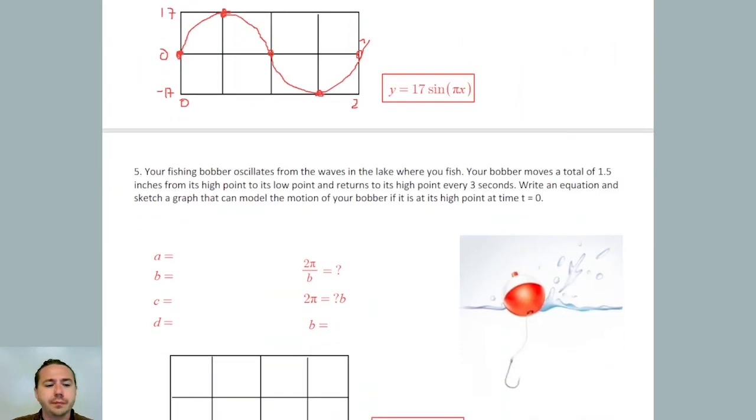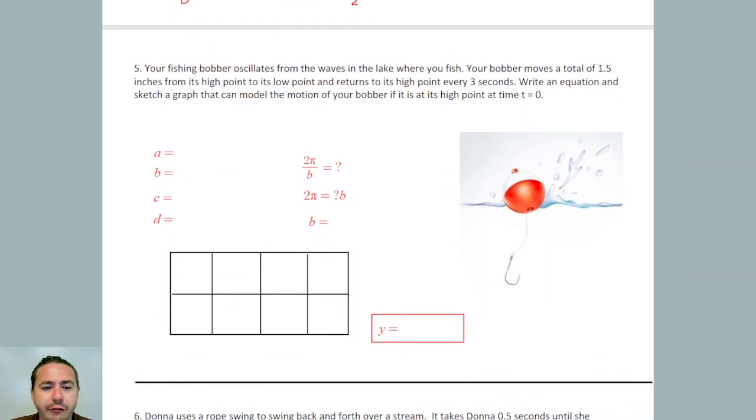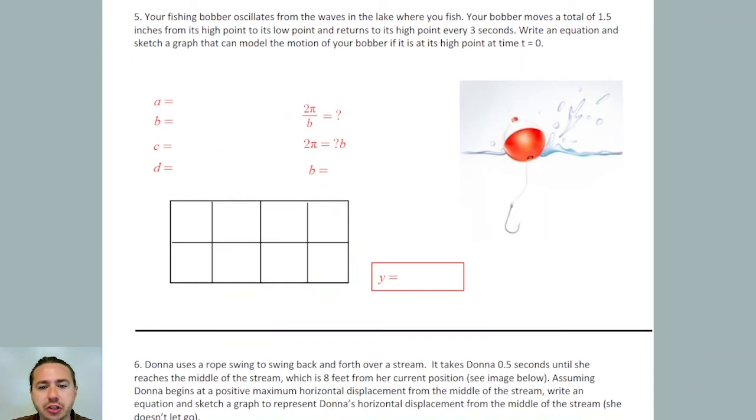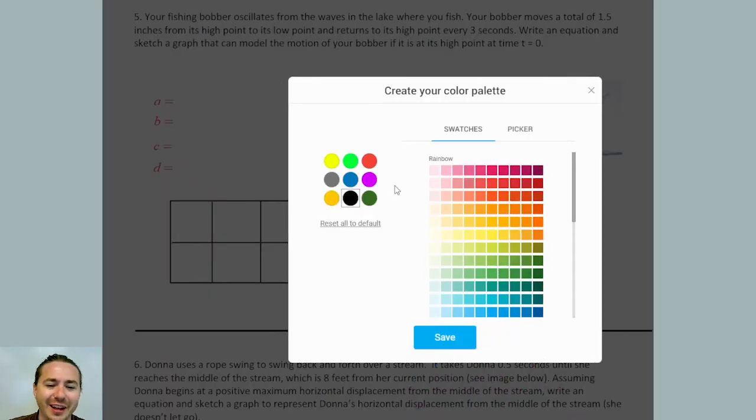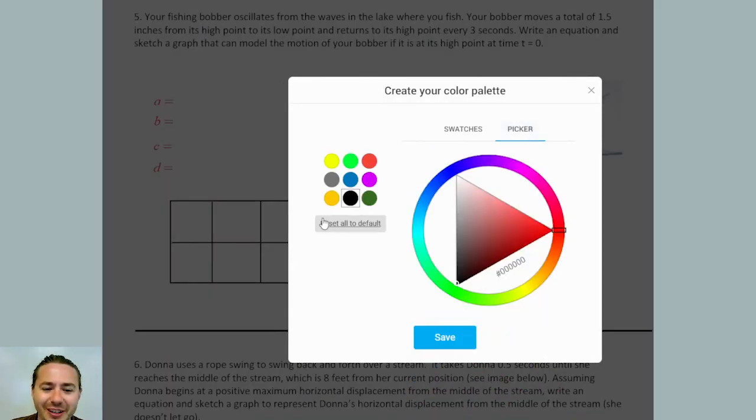Number 5, your fishing bobber oscillates from waves in a lake where you fish. Your bobber moves a total of 1.5 inches from the high point to the low point and returns to the high point every 3 seconds. Okay, so this problem's kind of like the one we did in the notes. This particular diagram is not helpful at all, except for showing you what a bobber looks like. But it gives us nothing to work with here.